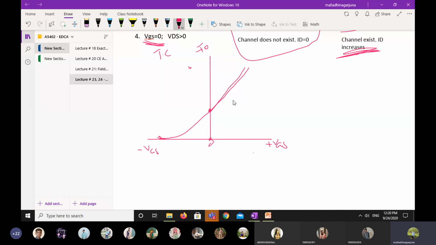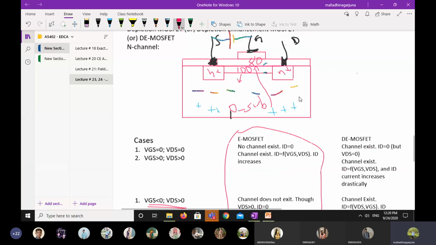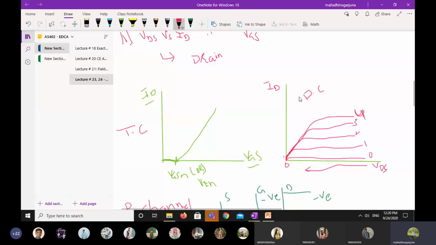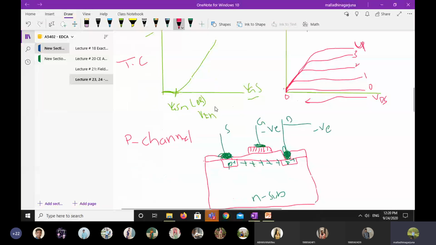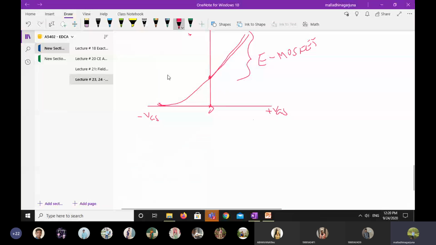Okay, so if you observe, this is the enhancement MOSFET characteristic, am I right? Go back and you can see this is the enhancement transfer characteristic, right? So this part is enhancement MOSFET and this part is only depletion, so together we call it depletion enhancement MOSFET. That is the reason we call it depletion enhancement MOSFET.